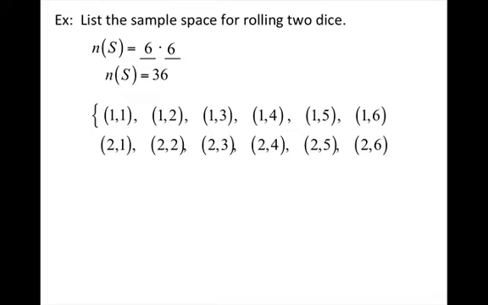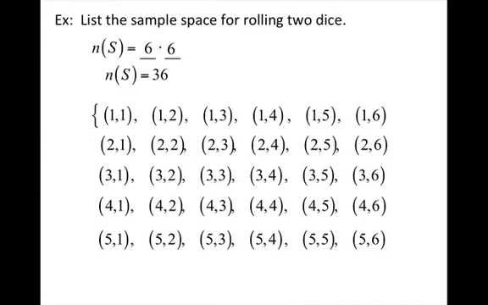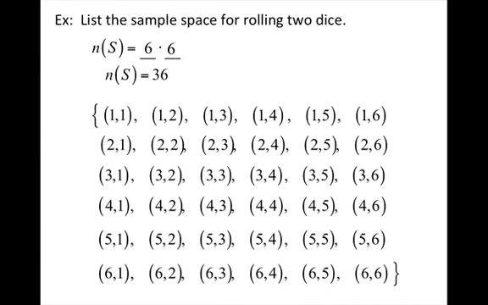I want to repeat this process with letting the first element of the ordered pair be a 3, and then a 4, a 5, and a 6, and that will give me my 36 possible outcomes.